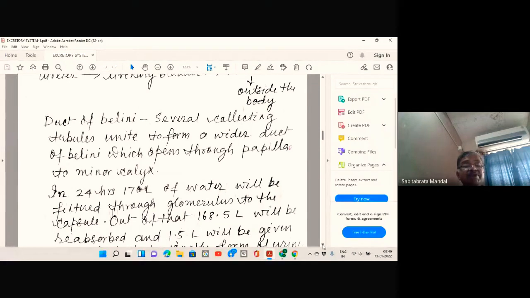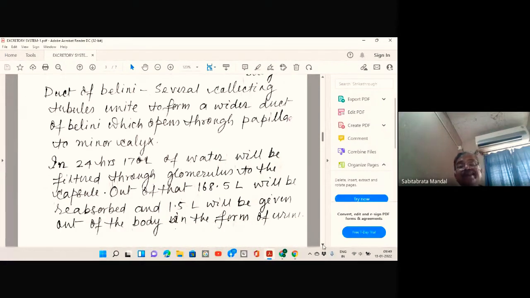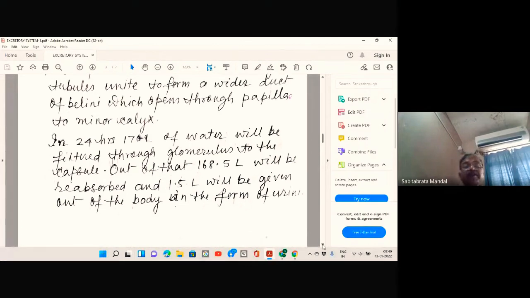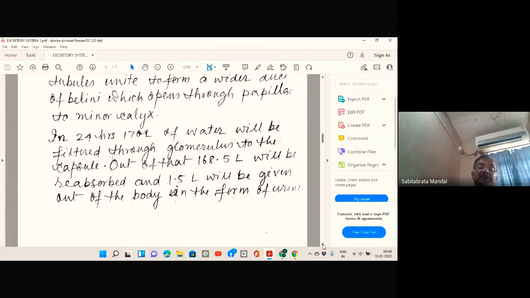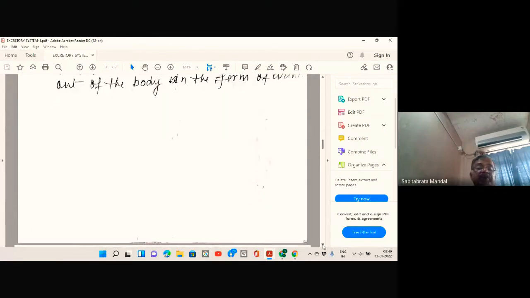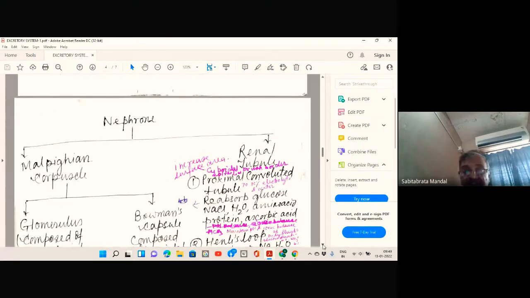170 liters will be filtered and 168.5 liters will be reabsorbed. Only 1.5 liters of water will be given out from the body in the form of urine. Now, if we talk about the nephron, then we can find that we divide it into two parts.